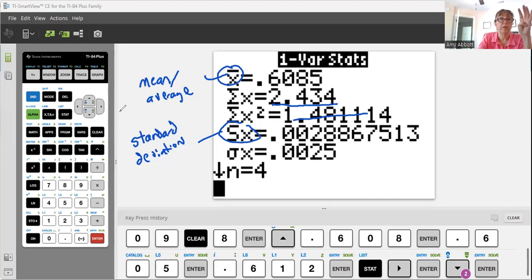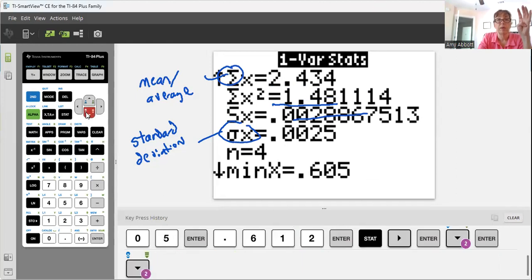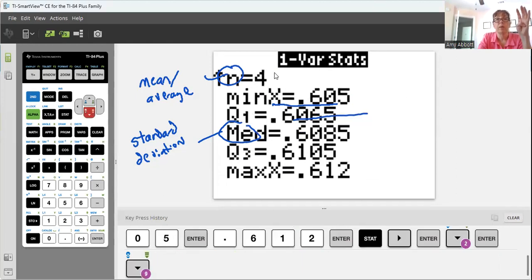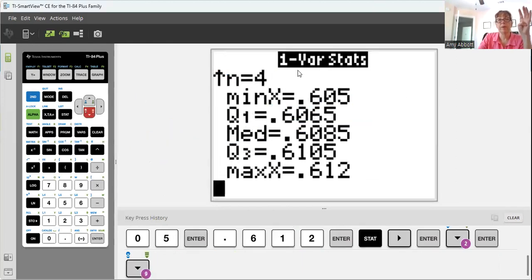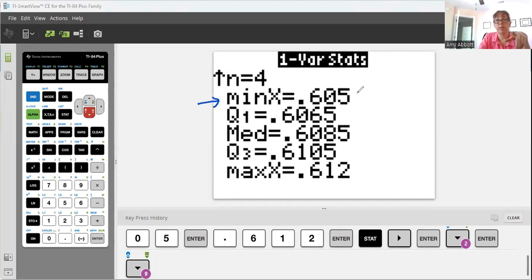All right, let's go down. Then if you arrow down, I'm going to go all the way down. Let me hit clear. When you arrow down, that gives you the 5-number summary. So the minimum number on your list is 0.605, quartile 1, the median, quartile 3, the max. And so you got all the numbers, the whole 5-number thing.